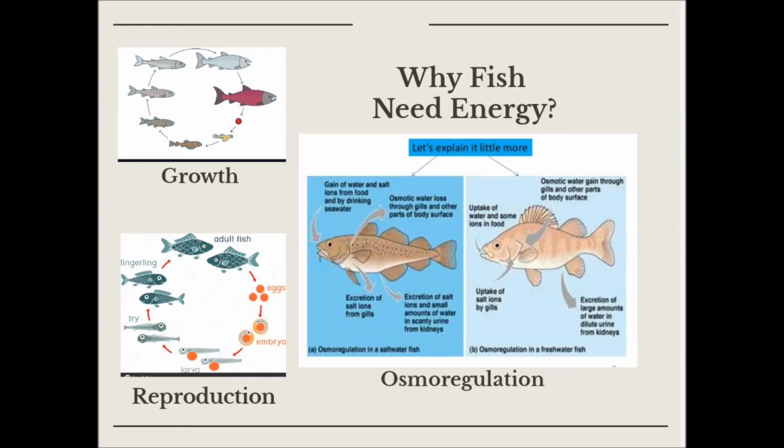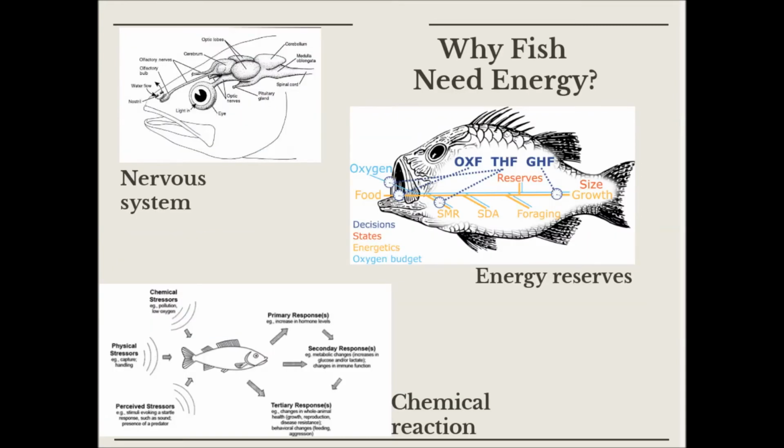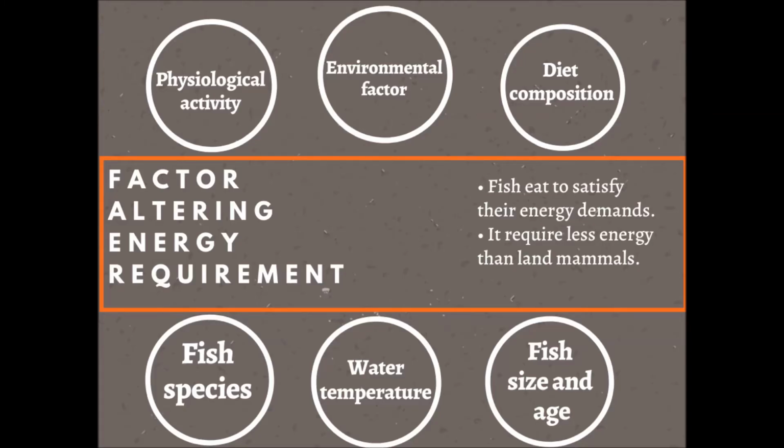Why do fish need energy? Fish need energy for growth, reproduction, osmoregulation, their nervous system, chemical reactions, and energy reserve. Fish eat to satisfy their energy demand, and it requires less energy than for land mammals. The factors altering energy requirement are physiological activity, environmental factors, diet composition, water temperature, fish species, and fish size and age.